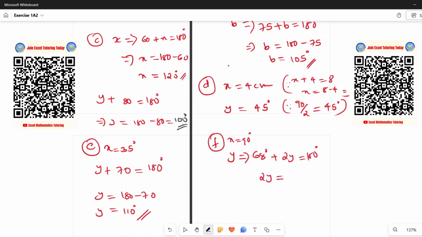So 2y will be 180 minus 68, so that will be 112. So y value will be 56 degree. That is from the property of a rhombus; we use two properties here, supplementary co-interior angles and diagonals of a rhombus bisect each angle at each vertex.